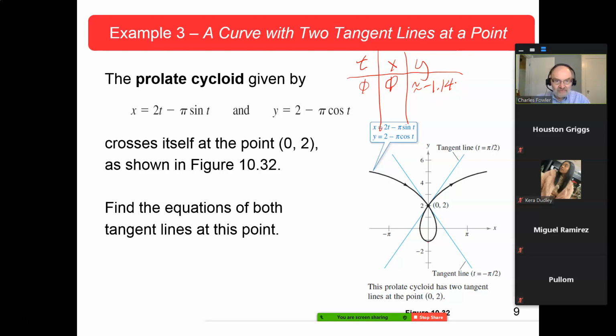2 minus pi, which would be about that. I'm not going to carry as many digits as probably the book did. Okay, give me another t. Well, how about pi halves? Sounds like a good one. 2 times pi halves would be pi, minus pi times the sine of pi halves. Sine of pi halves is 1. So this would be a pi. So that would be pi minus pi. That's a 0.